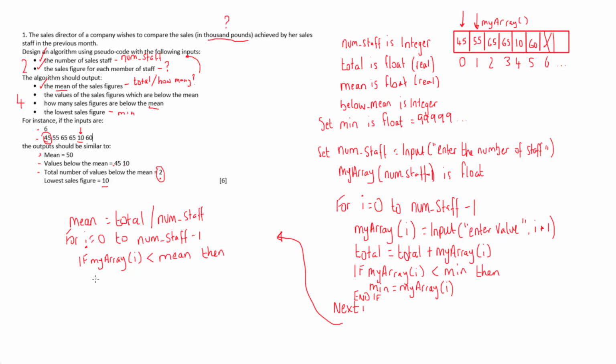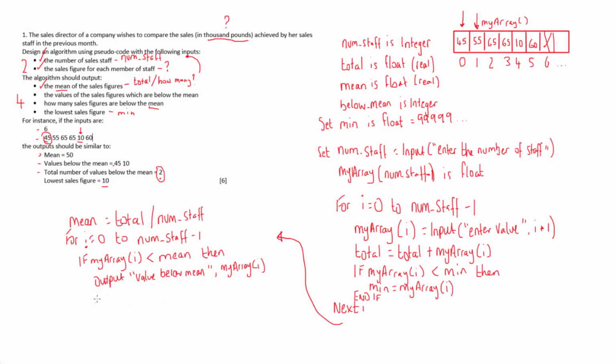then we need to output the value below mean, comma, my array I. And that will say value below the mean, and it'll say 45. Value below the mean, 10.